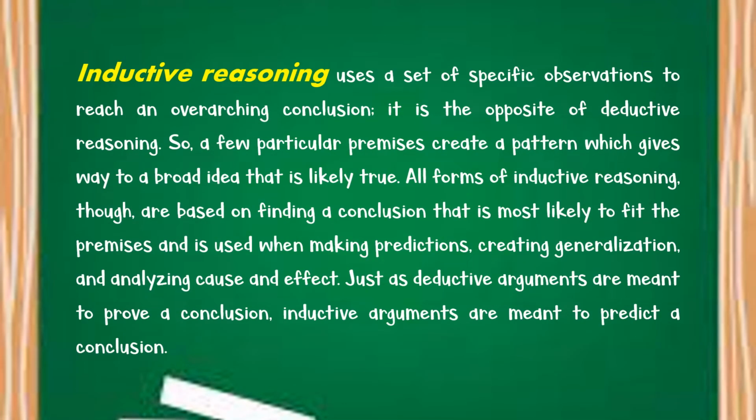The next reasoning is inductive. Inductive reasoning uses a set of specific observations to reach an overarching conclusion. It is the opposite of deductive reasoning. So, a few particular premises create a pattern which gives way to a broad idea that is likely true. All forms of inductive reasoning are based on finding a conclusion that is most likely to fit the premises and is used when making predictions, creating generalizations, and analyzing cause and effect.